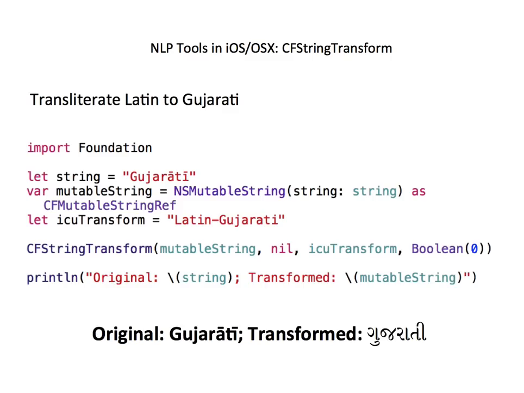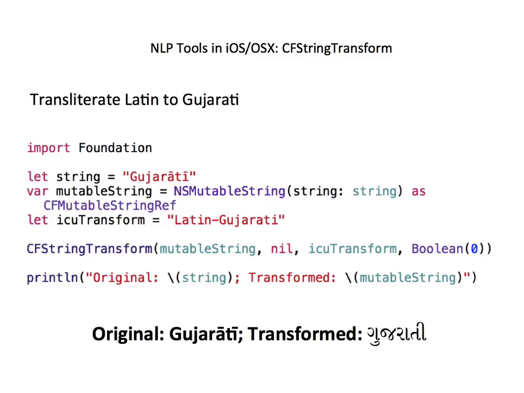Let's see how this works by transliterating between Latin and Gujarati. It's mostly the same code we used before, but this time we add an ICU transform type string, Latin-Gujarati. If you're doing this in Objective-C with NSString, you'll have to explicitly bridge the ICU transform string to CFString. You can find a full list of possible ICU transforms on the ICU website, and the link is in the video description.